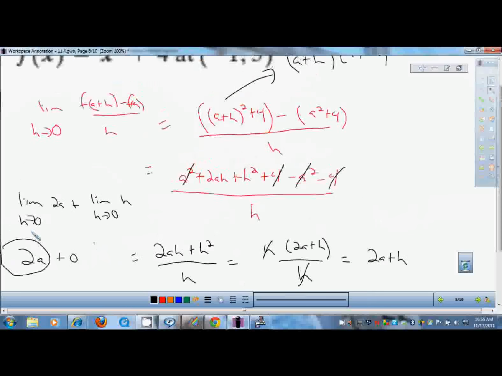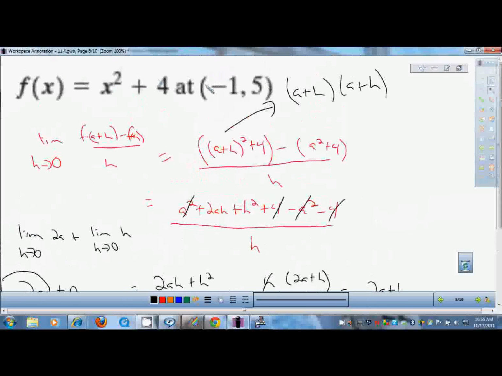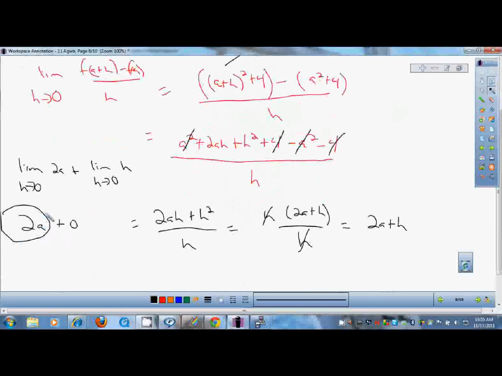Now we go back to the top. They want the slope at -1, 5. Only thing we really need for the first part is the -1. That is our a value. That's where it's telling us to start. So we plug -1 into this equation. Now what's our slope? -2. That is your slope at -1, 5. You have answered part A of the question. It's -2.